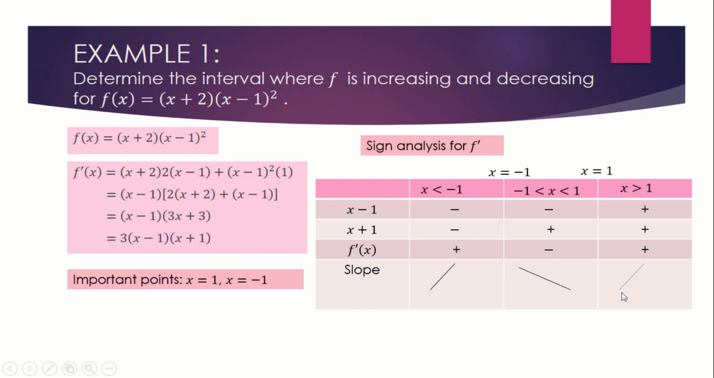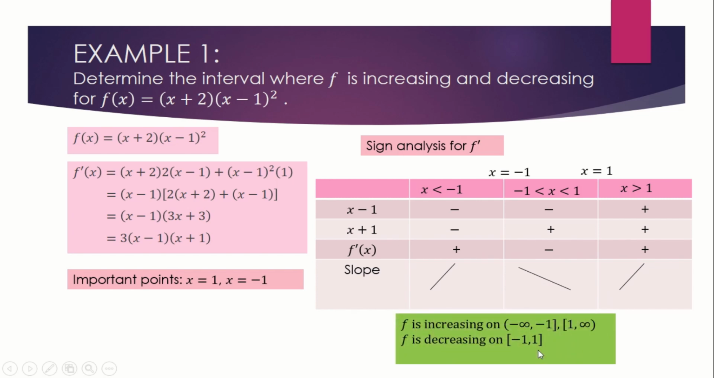And here also we have slope positive. So this is a line that represents the slope positive. So therefore, if you look at here, the graph is increasing here, decreasing here, and increasing here, right? So from here, we can write that since it is increasing for x less than -1 and x greater than 1, f is increasing from negative infinity to -1, and 1 to positive infinity.